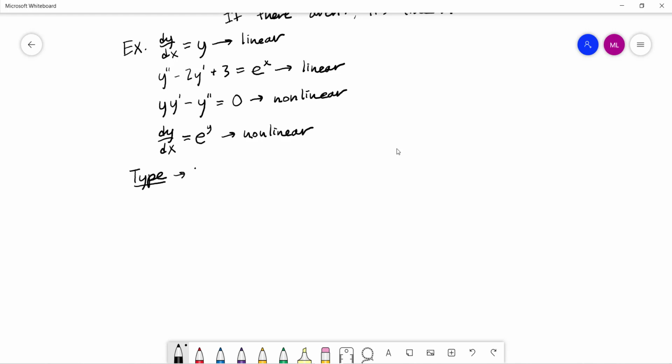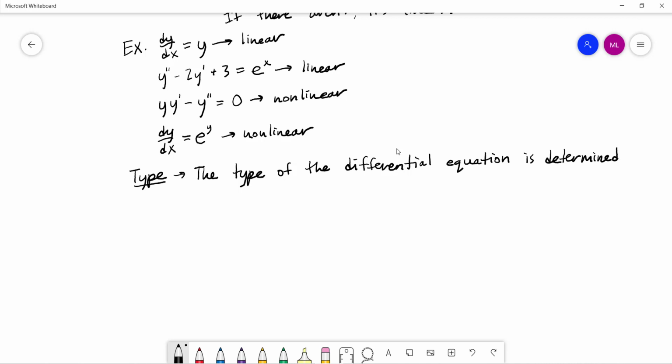So the type of the differential equation is determined by basically how many independent variables there are. So it's determined by the number of independent variables.